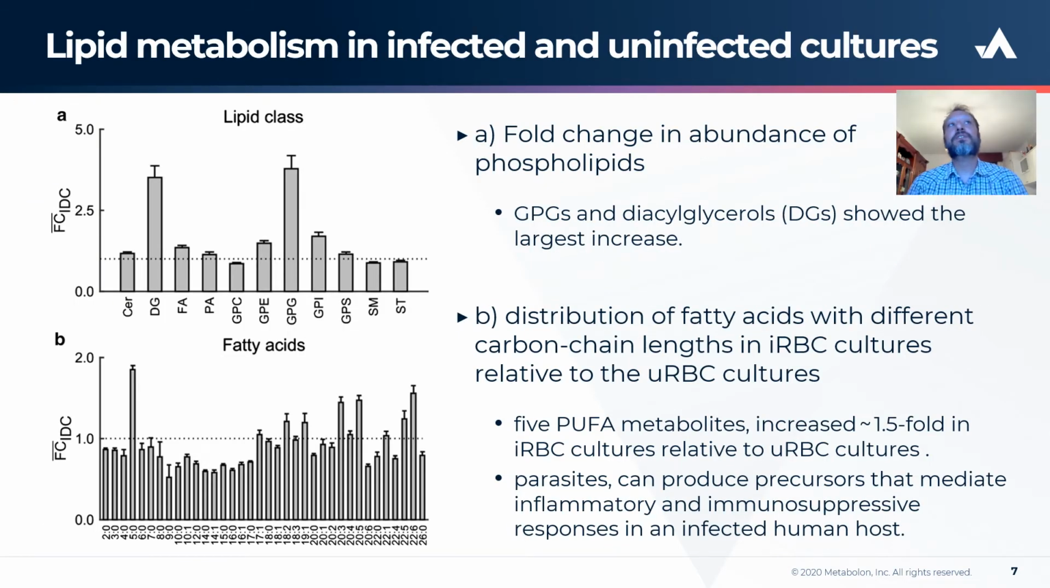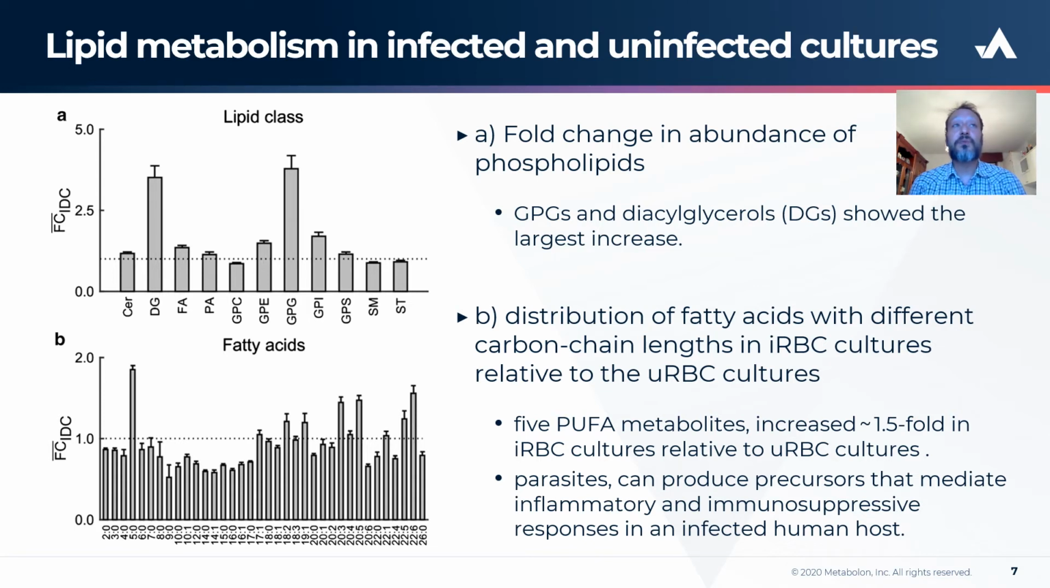So next, the researchers looked at the lipid metabolism specifically of infected and uninfected cultures. And in figure A, so the top left, you can see the fold change in abundance of phospholipids, where GPGs and DGs, so diacylglycerols, show the largest increase. LPGs in Plasmodium falciparum may have some additional functions such as cell proliferation, migration, cell adhesion, or calcium signaling, which have been identified in mammalian cells.